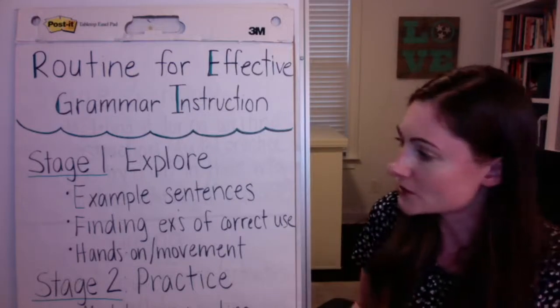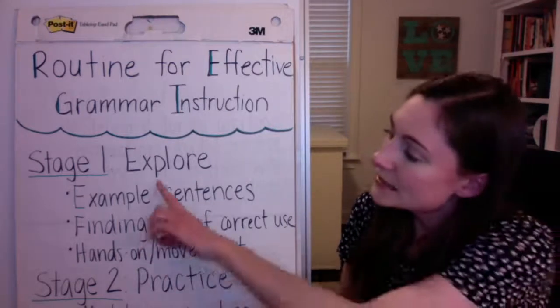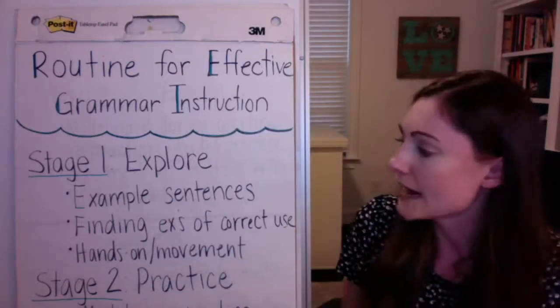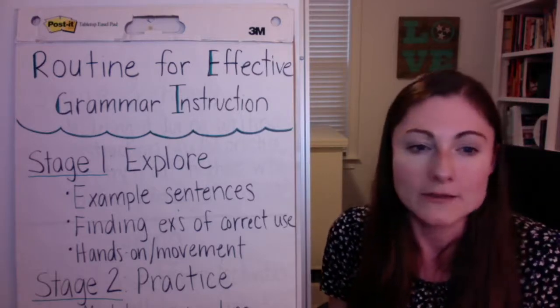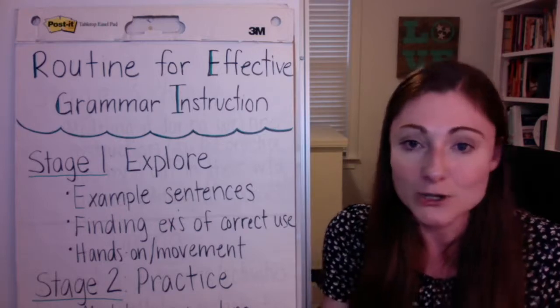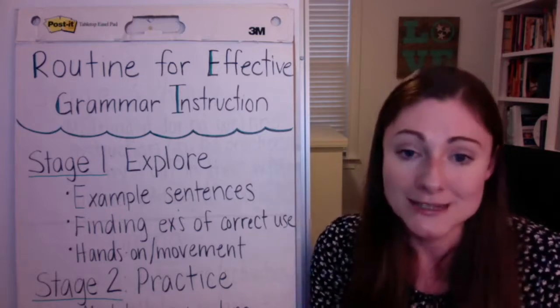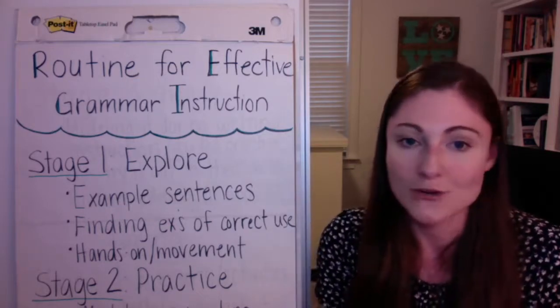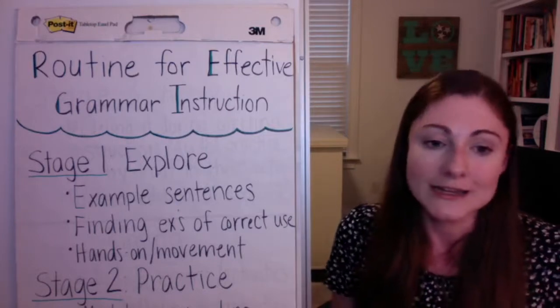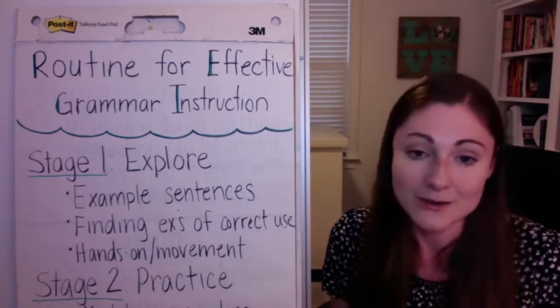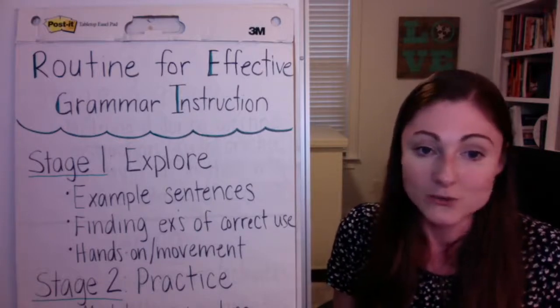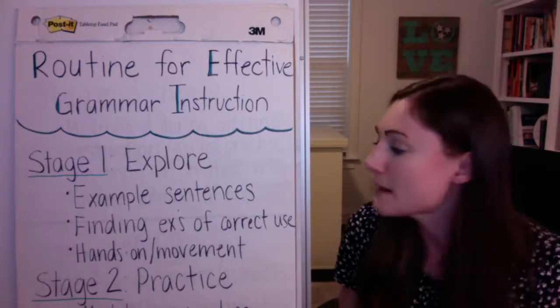All right, so let's start talking about stage 1. Stage 1 I call explore. In this stage, we are looking at the grammar concept, whether it's verbs or commas in a series or correct punctuation or capitalization. We're looking at it in context. So I'll always have some example sentences, and you'll see that in a moment when I start walking you through the actual kinder, first, and second grade lessons.